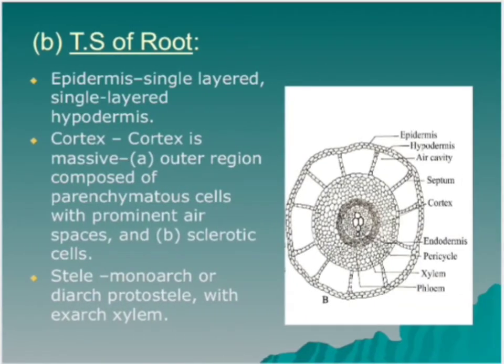Now, TS of root. The root in transverse section shows 3 regions, mainly epidermis, cortex and stele. Epidermis is single layered, beneath which lies the single layered hypodermis. Cortex is massive and composed of 2 regions. Outer region composed of parenchymatous cells with prominent air spaces and inner region made up of sclerotic cells.